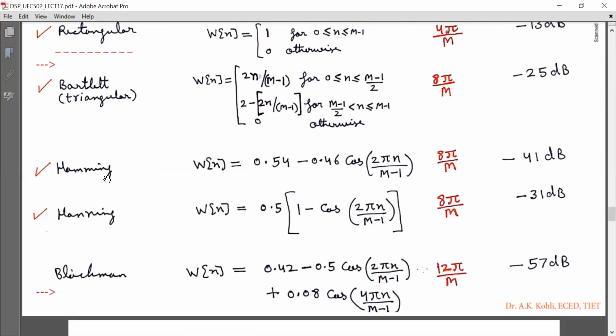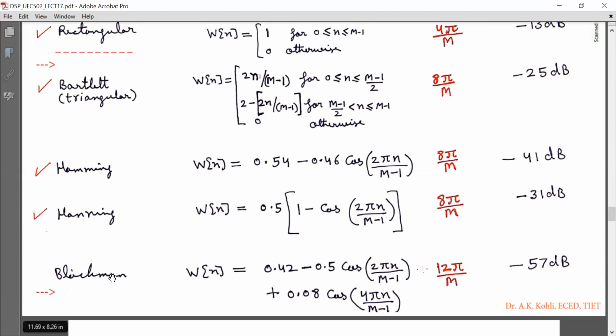Similarly for the Hamming window, in the time domain, w[n] is equal to 0.54 minus 0.46 cos (2 pi n by M minus 1), and the width of the main lobe is 8 pi by M and the peak side lobe is minus 41 dB. And for the Hanning window, in the time domain, w[n] is equal to 0.5 times (1 minus cos (2 pi n by M minus 1)), and in the frequency domain, the width of the main lobe is 8 pi by M and the peak side lobe is minus 31 dB approximately.